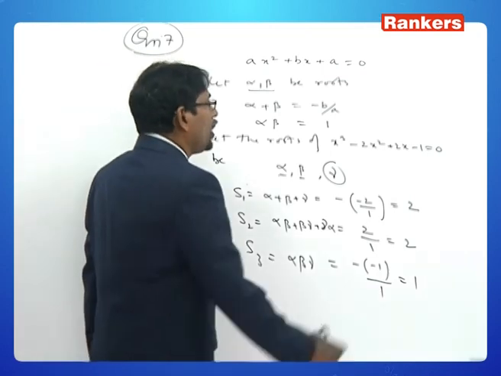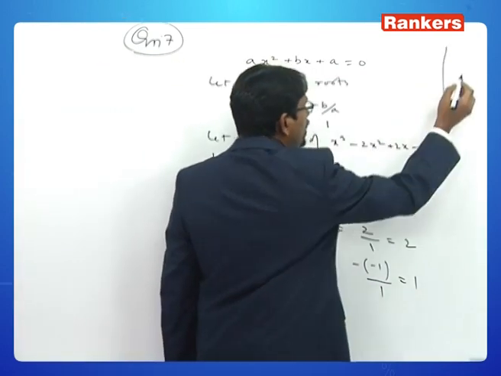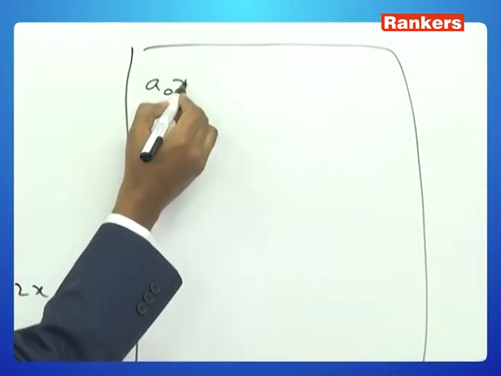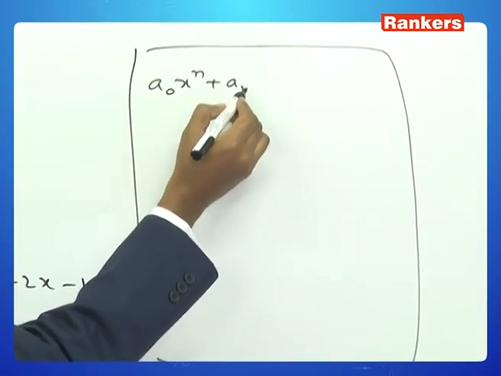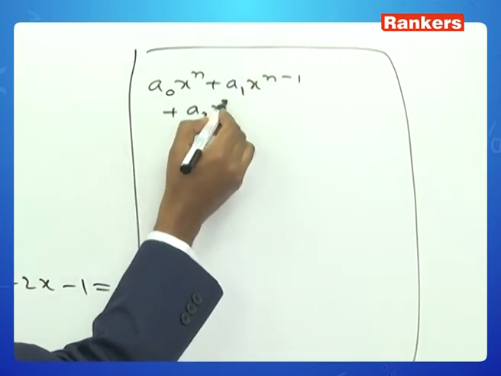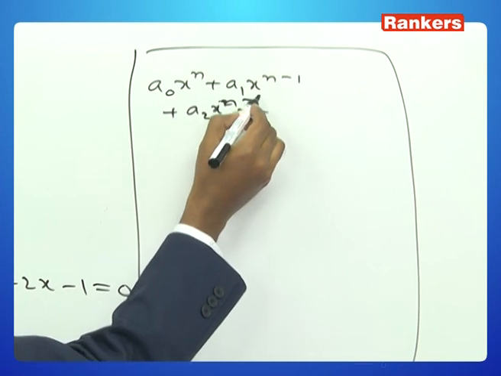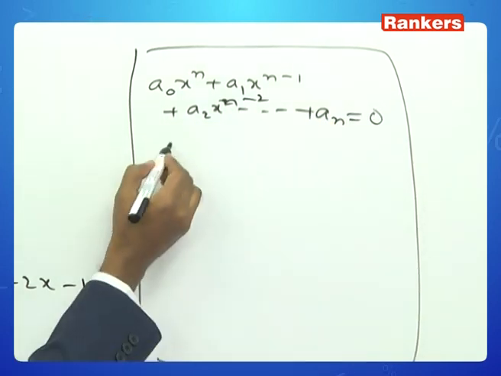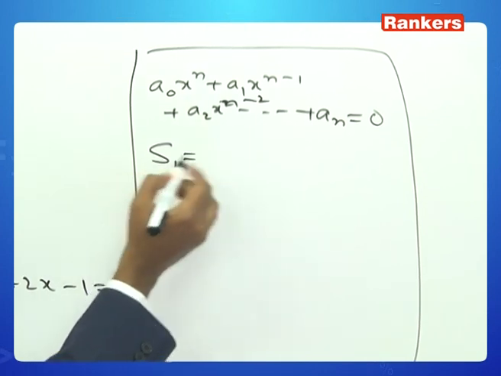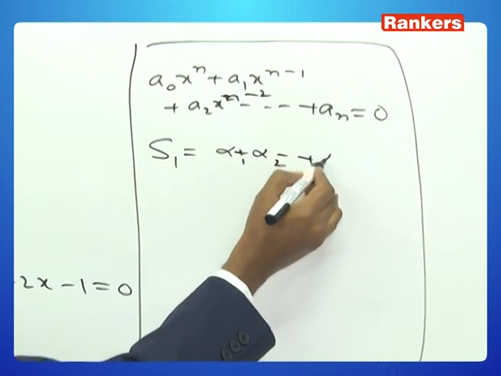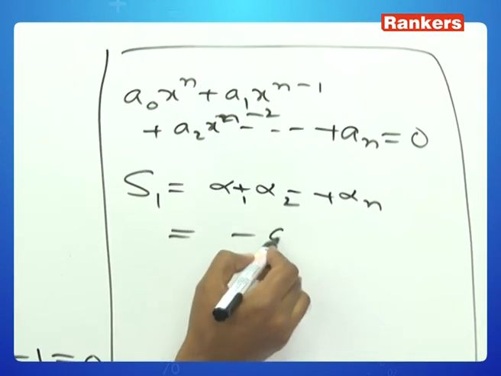Here, let us note a key point that we are using. That is, whenever you have a polynomial equation a naught x power n plus a1 into x power n minus 1 plus a2 into x power n minus 2, and so on, an equals 0, the sum of the roots taken 1 at a time, where alpha 1, alpha 2, alpha n are the roots, is given by minus a1 by a naught.